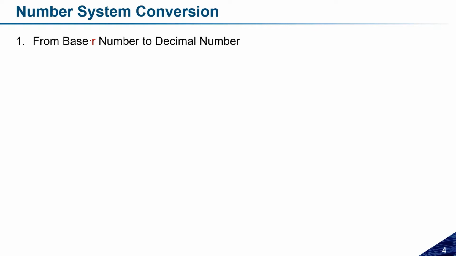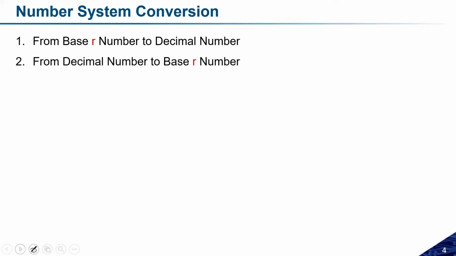If I am talking about binary to decimal number conversion, in that case this R will become 2. Similarly for the octal number system, and similarly for the hexadecimal number system. Other than these number systems, you can also consider other bases, like base 4, base 5, base 7, whatever we have. It is also possible to use your own number system with a different base, not only base 2, base 8, or base 16. Okay, so this is the first possibility.